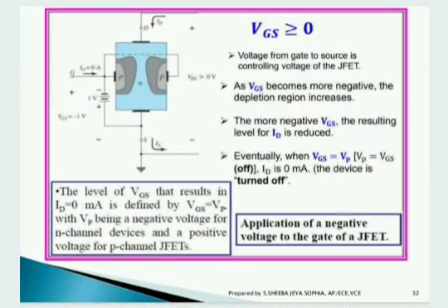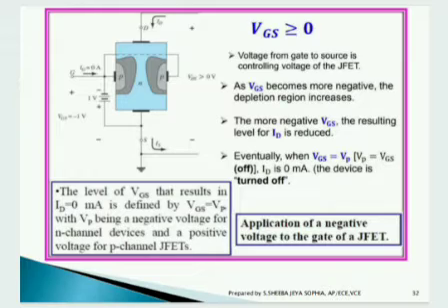When VGS is less than or equal to 0 volt, the voltage from the gate to source is the controlling voltage of the JFET. As VGS becomes more negative, the depletion region increases. The more negative VGS, the more the resulting level of ID is reduced. Eventually, when VGS is equal to VP, ID is 0 milliamps, and this is said to be the condition when the device is turned off. The level of VGS that results in ID equal to 0 milliamps is defined by VGS equal to VP, with VP being a negative voltage for N-channel devices and a positive voltage for P-channel JFETs.